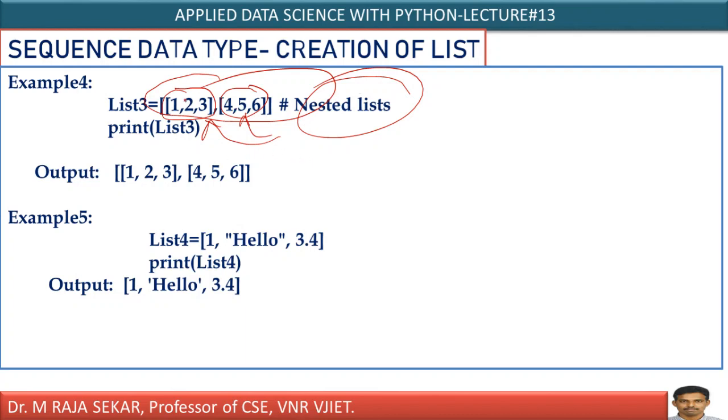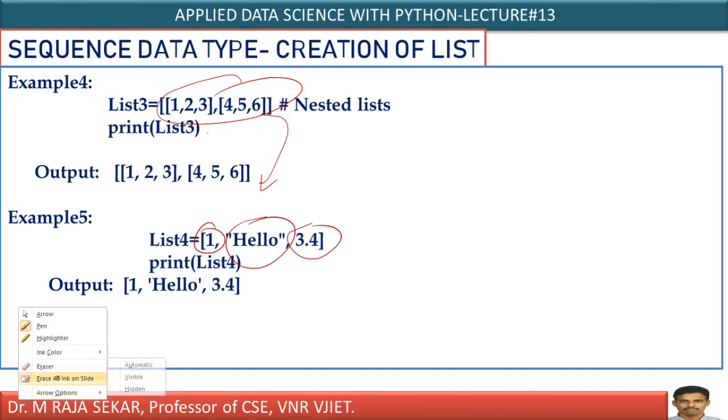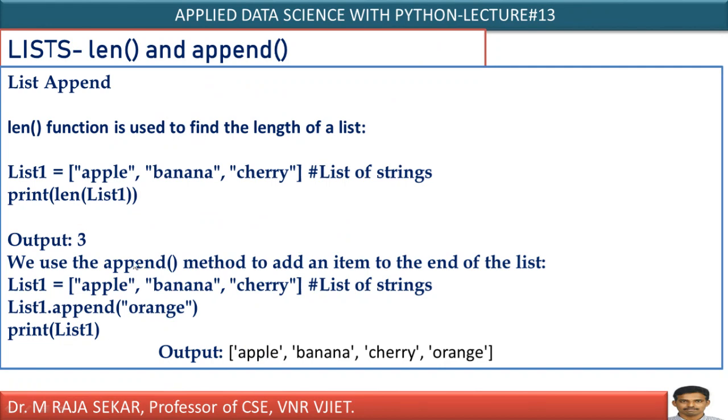Here 1, 2, 3 is a list, and I am keeping it as a member of list 3. Again 4, 5, 6 is also a list, and I am keeping it as a member of this list. Print list 3 means this particular content will get displayed. Here I am keeping integer, float, string. If you want to display, it's a simple mechanism. Straightforwardly you can display, isn't it?